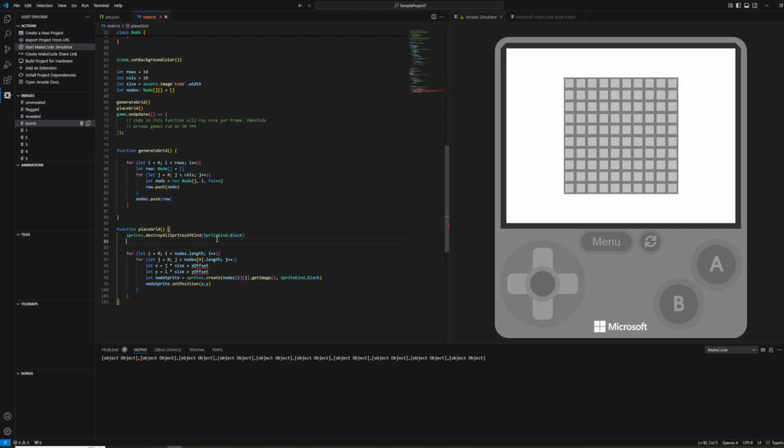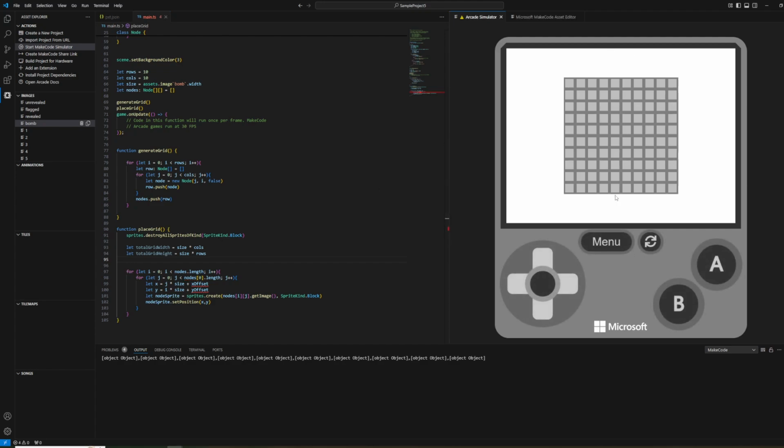So we're going to say let total grid width equal size times cols. And then the same thing for the height. Total grid height equals size times rows. Okay, and then we need to figure out how much extra height do we have? How much white space do I have left over here? And that's going to be the screen height minus the height, and the width minus the width.